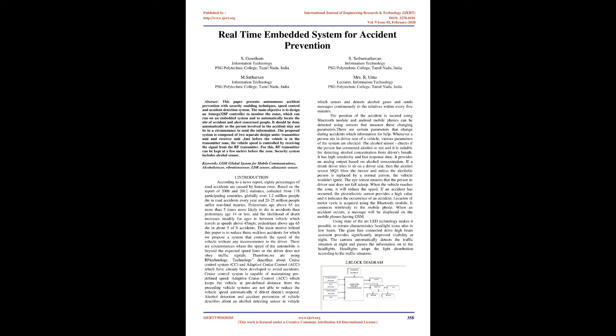Technology describes about cruise control system, CC, and adaptive cruise control, ACC, which have already been developed to avoid accidents. Cruise control system is capable of maintaining predefined speed. Adaptive cruise control, ACC, which keeps the vehicle at predefined distance from the preceding vehicle systems, are not able to reduce the vehicle speed automatically if driver doesn't respond.